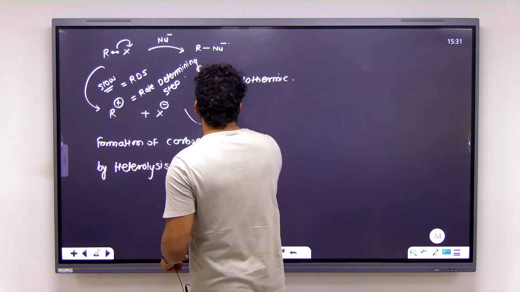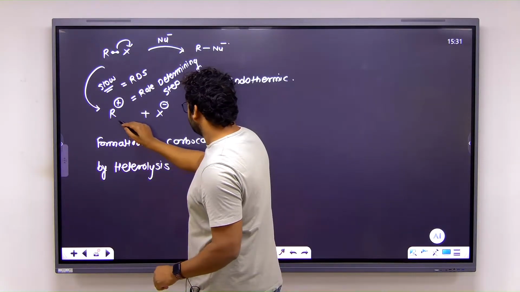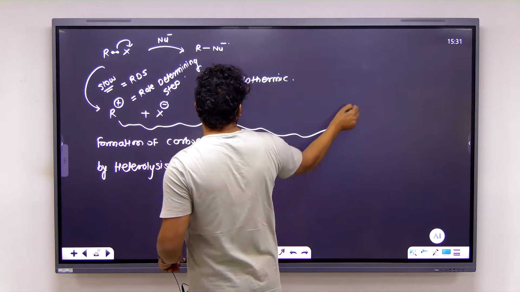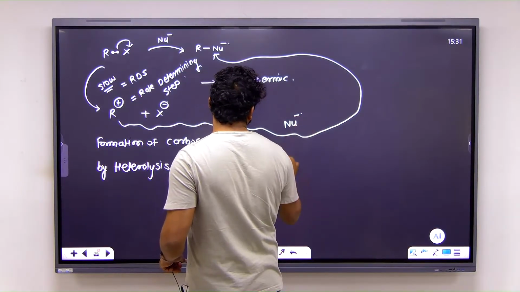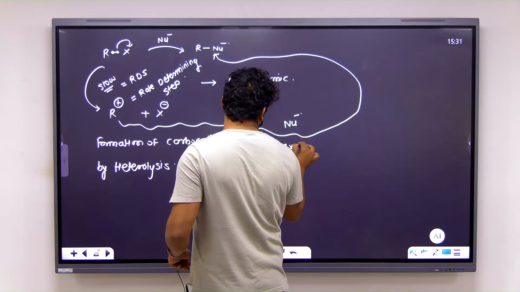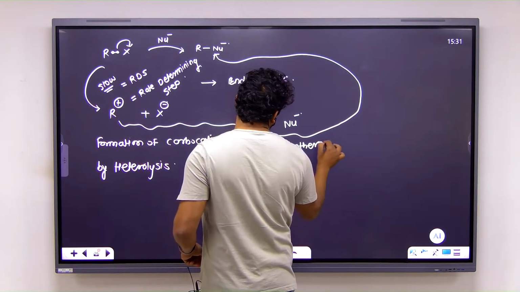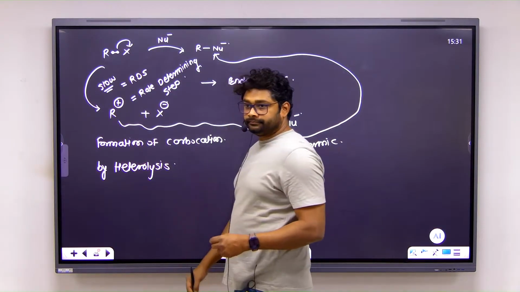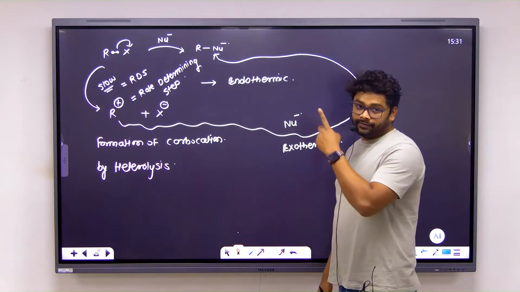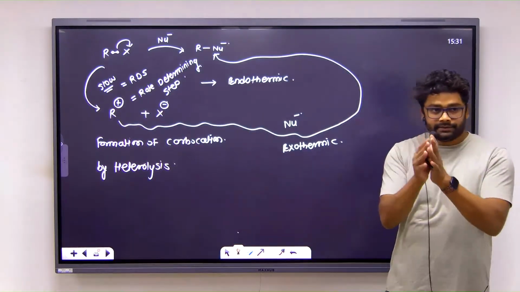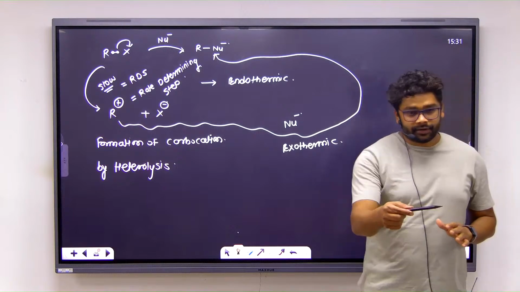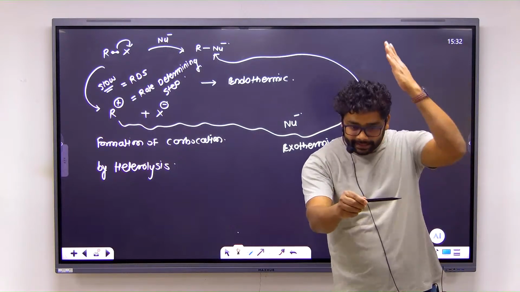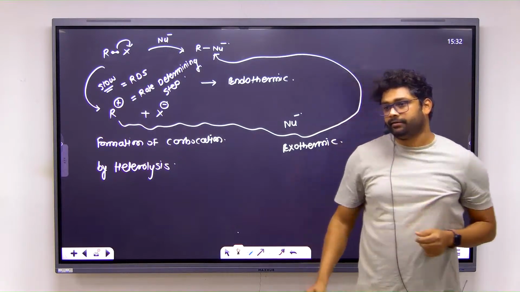And when you do the last reaction of R plus to RNu or nucleophile, this process is what? A bond formation. There is a bond formation, and formation of bonds releases energy. When the bond is broken, bond is already stable, so you need extra energy to break this bond.